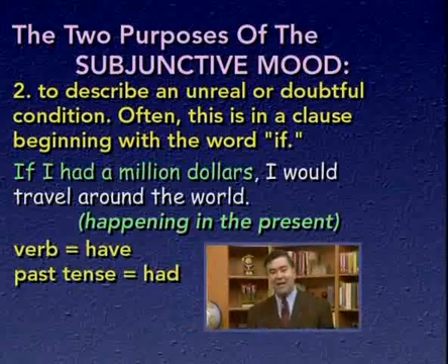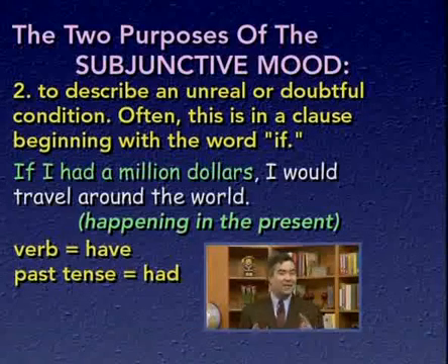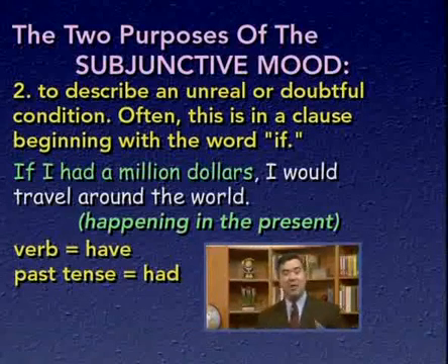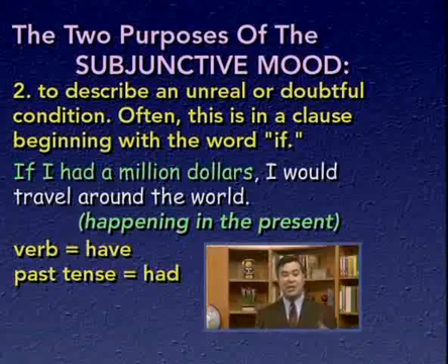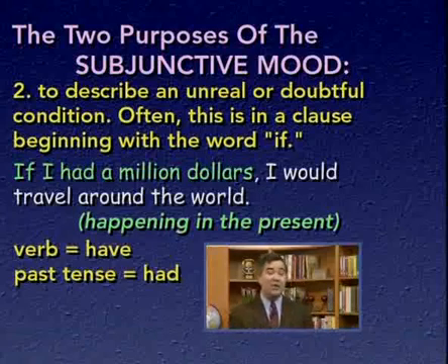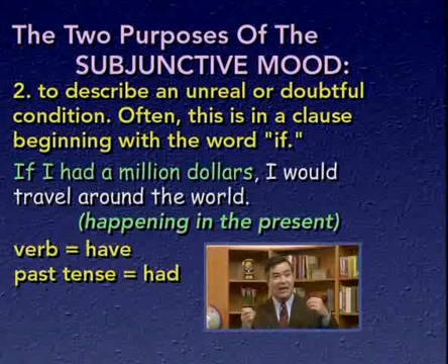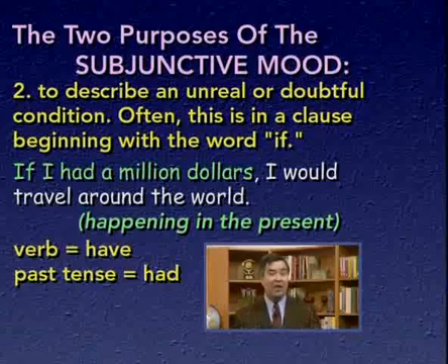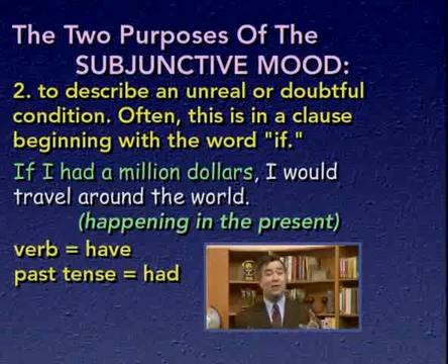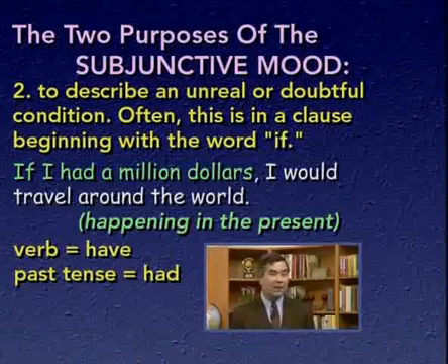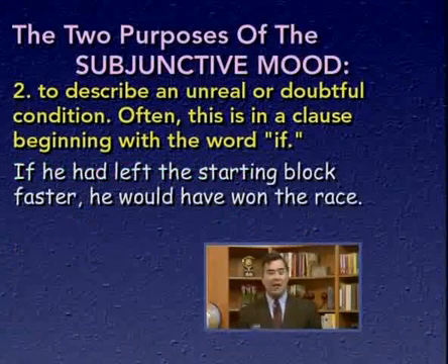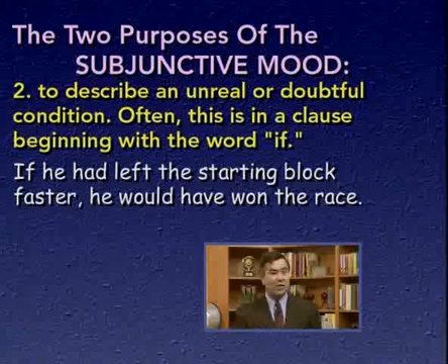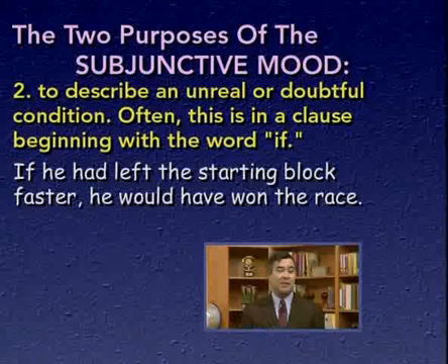If I had $1 million. It looks the same as the past tense of the verb to have, but in this case it's expressing the subjunctive mood because it's describing a condition which is unreal or doubtful. So this sentence is perfectly correct. If I had $1 million, I would travel around the world. Here's another example. If he had left the starting block faster, he would have won the race.